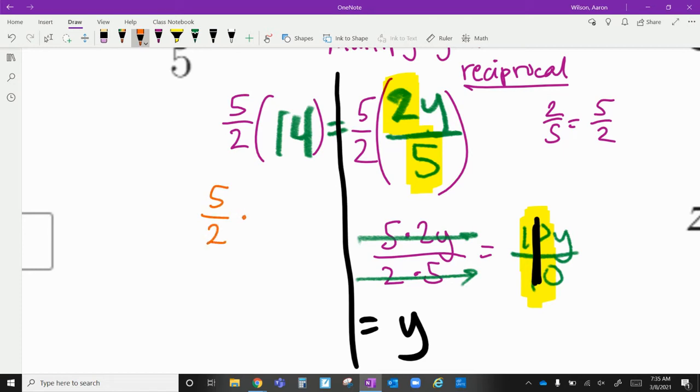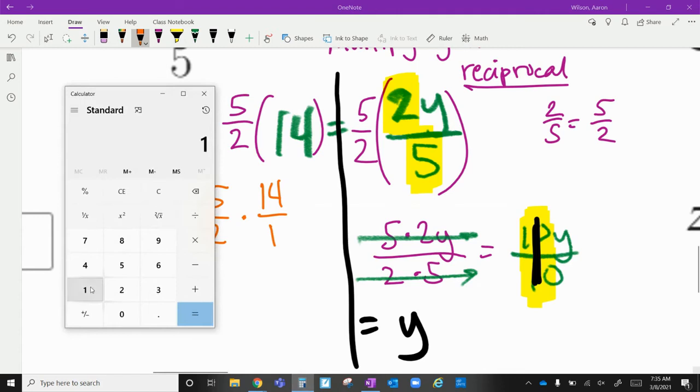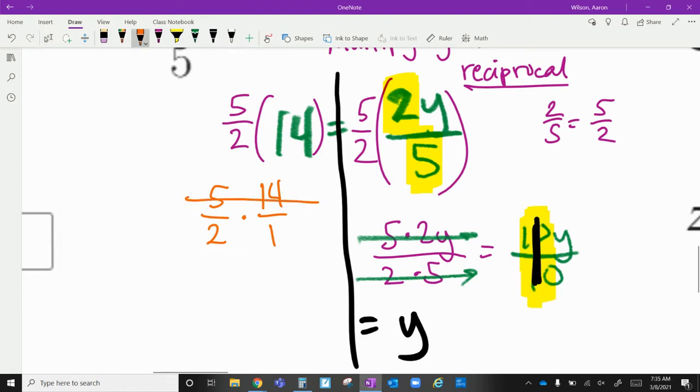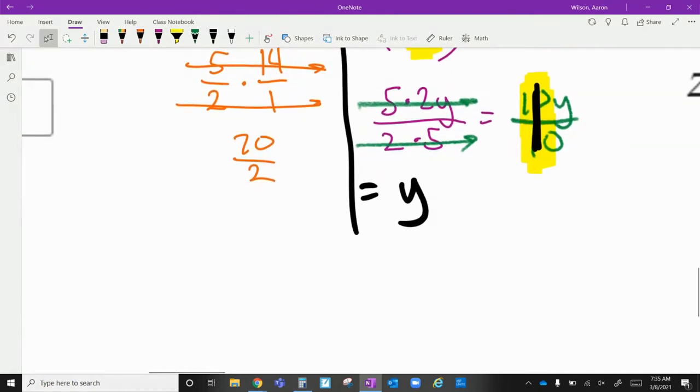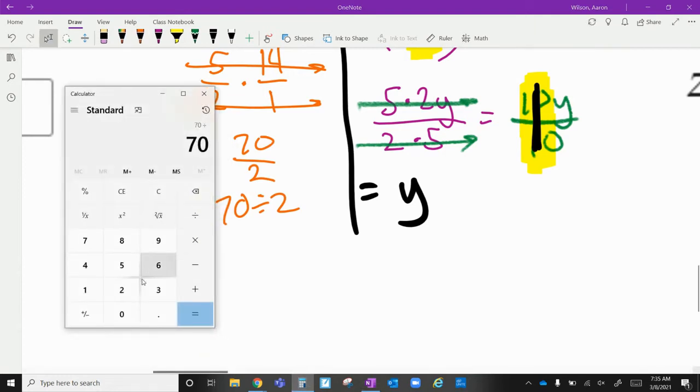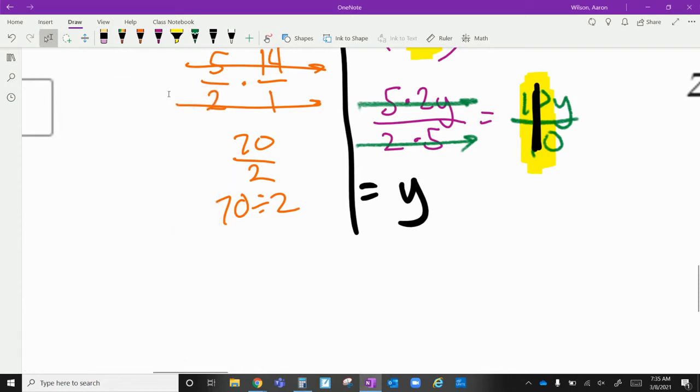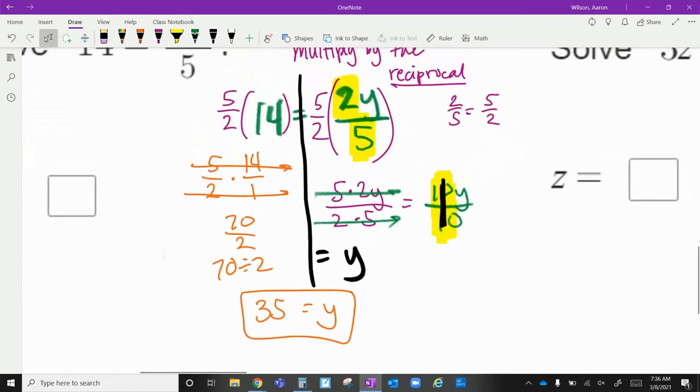Well, keep in mind, 14 is a whole number, but can easily be written as a fraction by putting 14 over 1. And then we're just going to multiply straight across. 5 times 14, I'm pretty sure is 70. We'll just double check, use the calculator here, take our time. 14 times 5, sure enough, is 70. And then, of course, 2 times 1, that's 2. Well, now you're staring at 70 over 2. Well, keep in mind 70 over 2 really means 70 divided by 2. Well, what is 70 divided by 2? I'm pretty sure that's going to be 35. Just to prove it on the calculator, there you have it. So 35 is the value for our variable y.